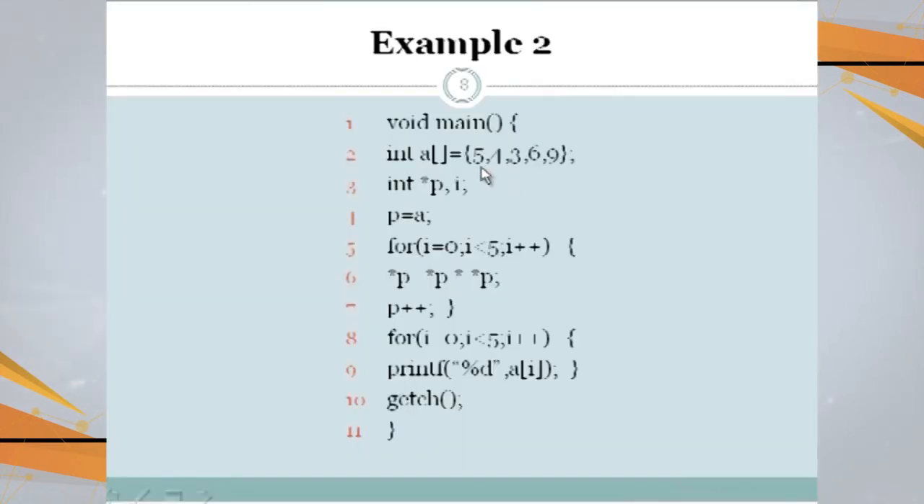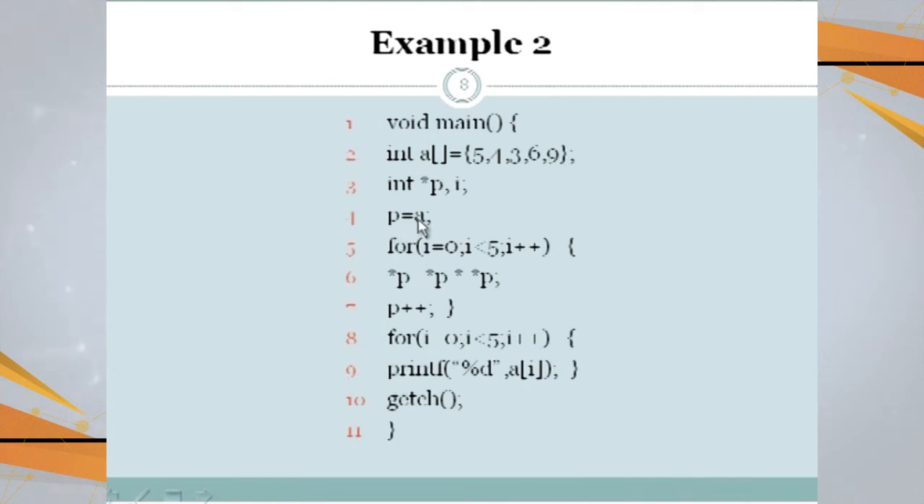This is another example of accessing each element of the array using a pointer. In this example, we have initialized the array with 5 elements, then the pointer variable p is initialized to the first element of the array, and then by using a loop, the value at each element of the array is changed by using the pointer variable.